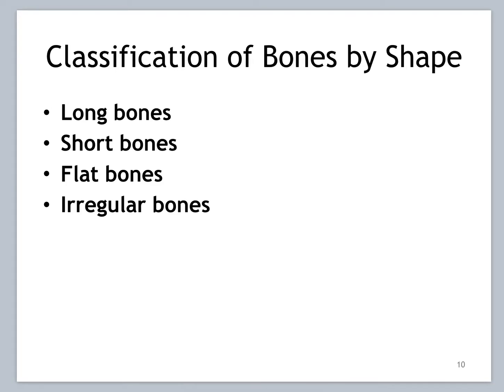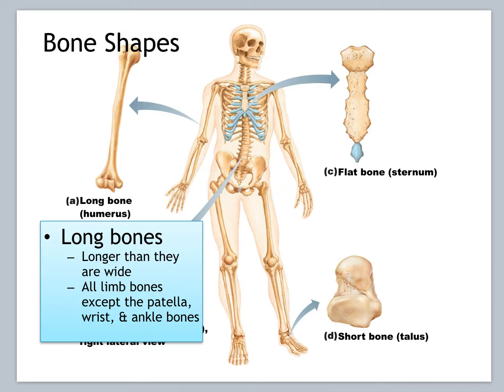Bones can be classified according to their shape. Their shapes are long bones, short bones, flat bones, and irregular bones. The definition of a long bone is a bone that's longer than it is wide. Basically all the bones of the limbs, except for the patella, which is the kneecap, the bones of the wrist, and the bones of the ankle, are considered long bones. If you notice, the femur, for example, is a long bone. But so are the individual finger bones. Even though there's a difference between the size of the finger bones and the femur, they both are longer than they are wide, so they both meet the criteria for a long bone.